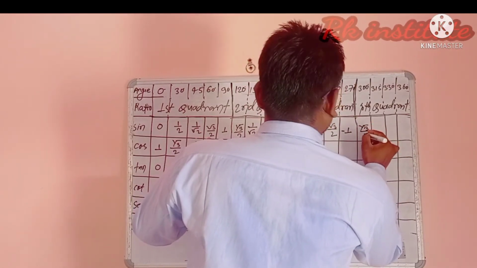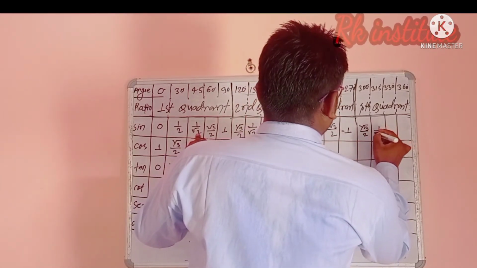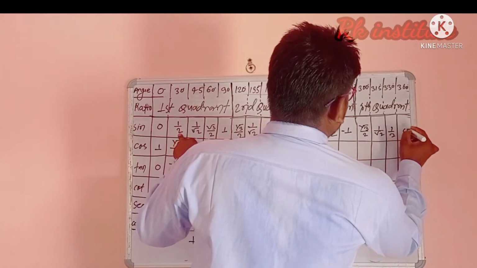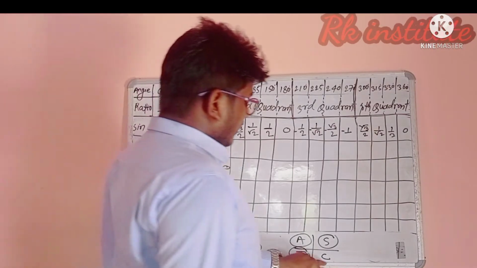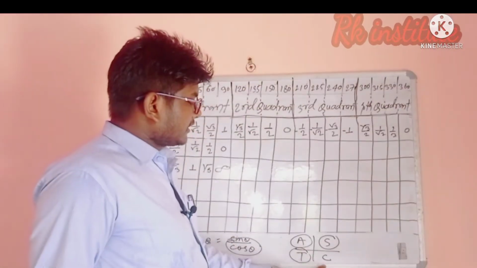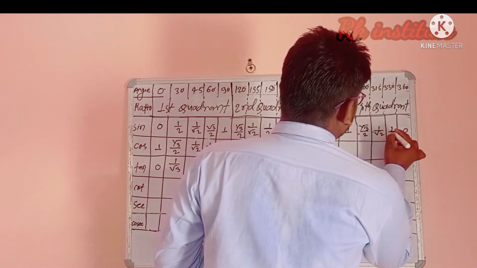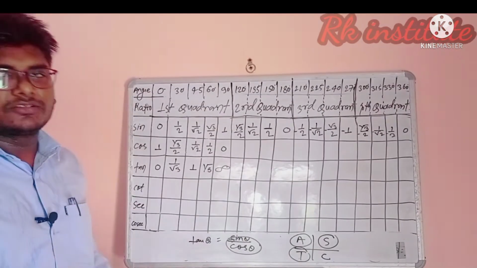Root 3 by 2, 1 by root 2, 1 by 2 and 0. And the last condition, there is a cos, only positive, so sine is negative. Minus, but 0 is negative or positive, both are same.